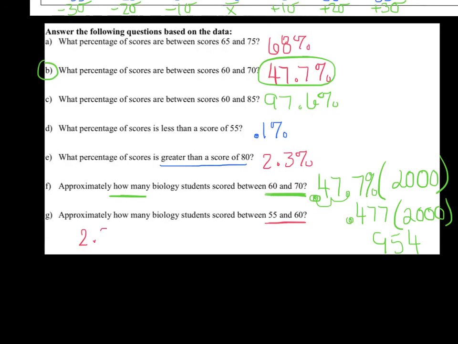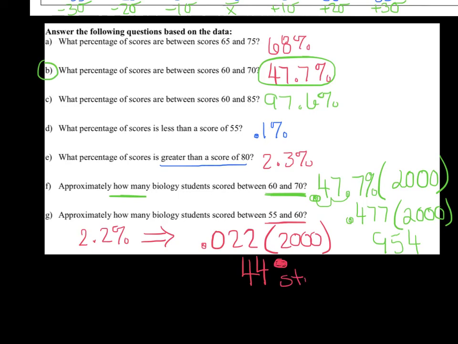So 2.2%. Move that decimal twice. That's going to be 0.022 multiplied by 2,000 students in the class, and that gave me a grand total of 44 students. Only 44, not percentage, I almost wrote percentage. That's 44 students out of an entire class of 2,000 who scored between a 55 and a 60.